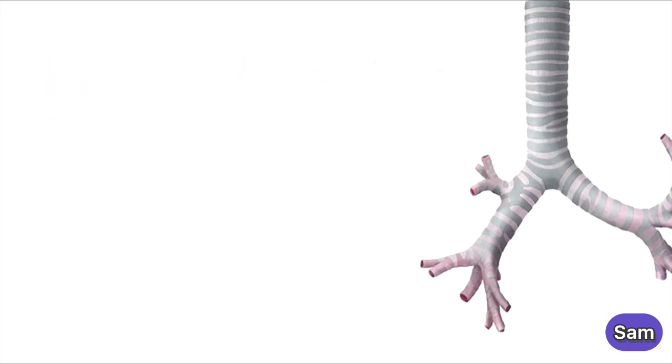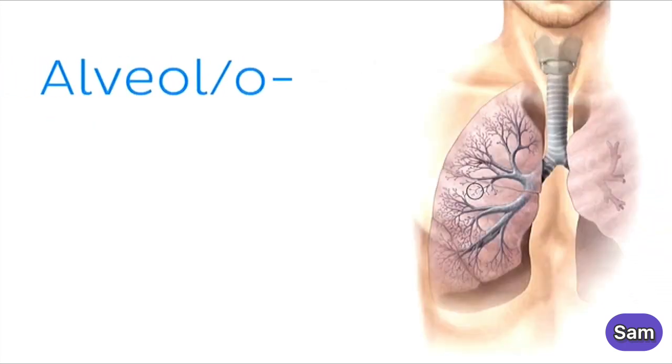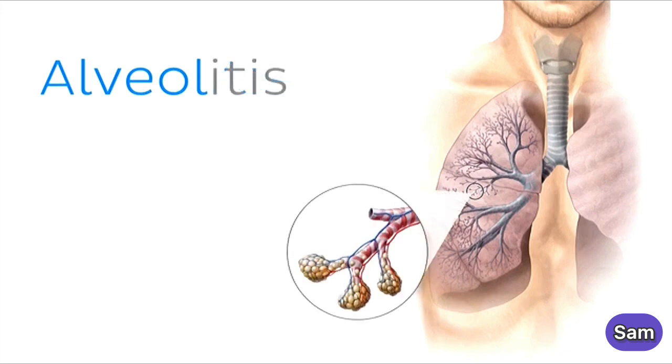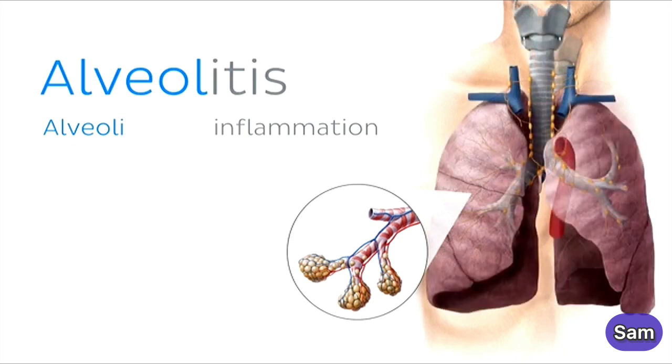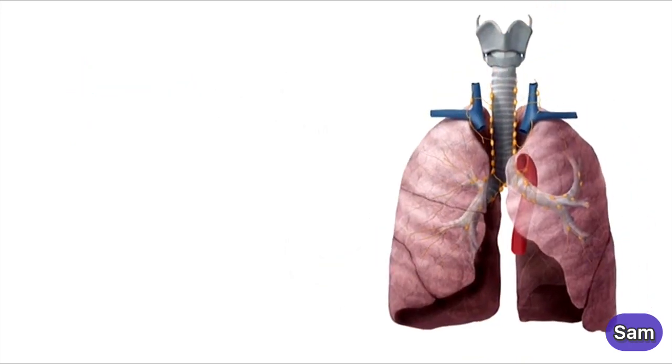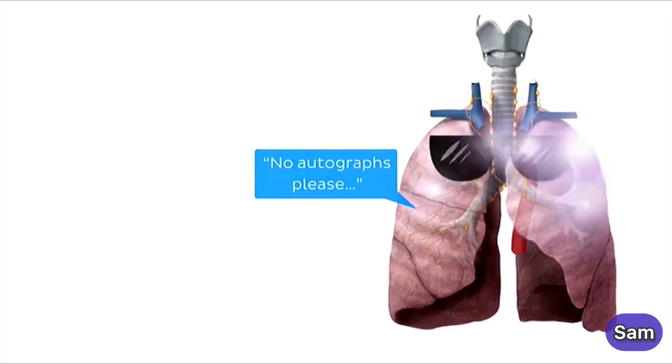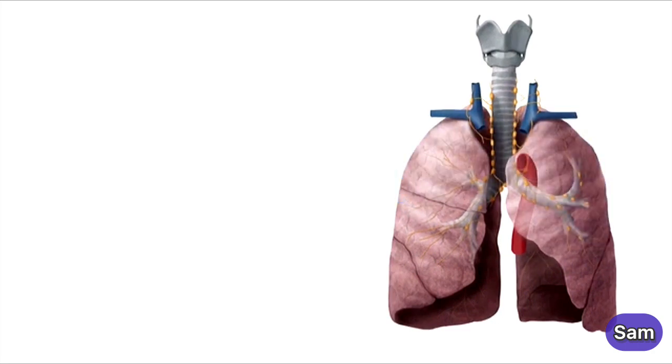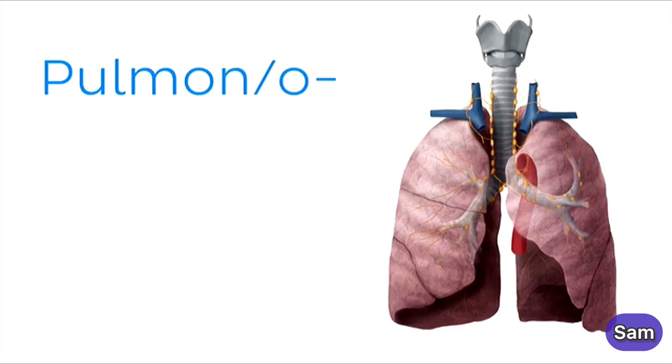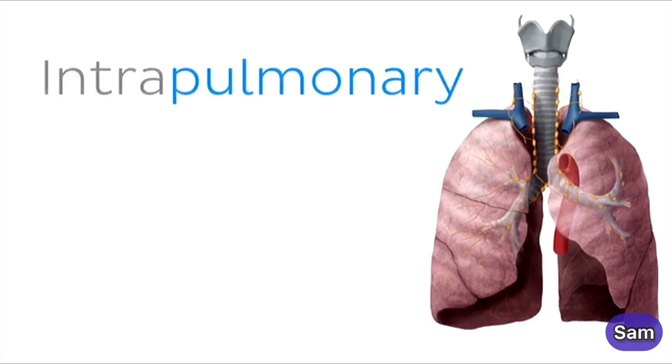We're now moving to alveol or alveolo with the O at the end, which of course refers to the terminal part of the bronchioles, the alveoli. An example is alveolitis, which is an inflammation of the alveoli. We're in the lungs now, which are, without a doubt, the best part of the whole respiratory system. We have a few roots related to the lungs too, like the Latin-based pulm or pulmo with the O at the end, or pulmon or pulmono with the O at the end, like in intrapulmonary.